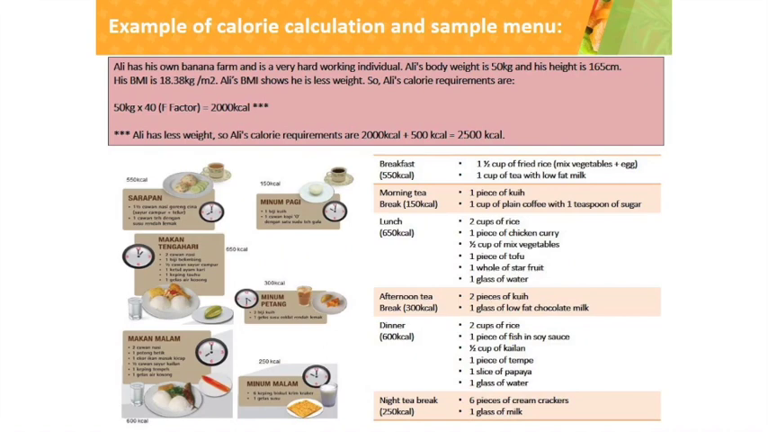Third example, Ali has his own banana farm and he is a very hard-working individual. Ali's body weight is 50 kilograms and his height is 165 centimeters. His BMI is 18.4. His BMI value shows that he is underweight. So, the calorie requirement for Ali is 50 kilograms times 40, the F factor, equals 2,000 kilocalories. Since Ali is underweight, his calorie requirement is 2,000 kilocalories plus 500 kilocalories equals 2,500 kilocalories. Example of daily menu for 2,500 kilocalories is as shown in the table.